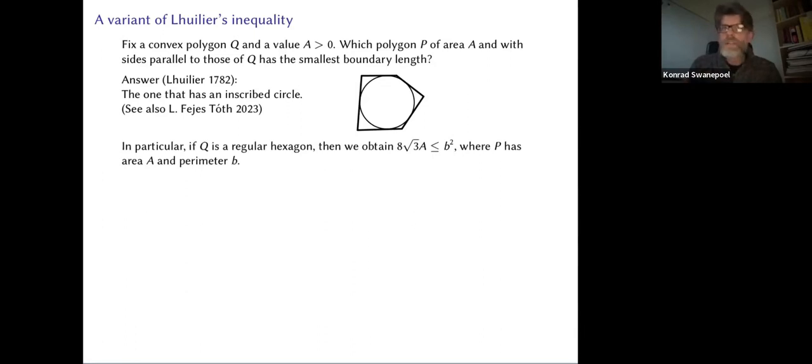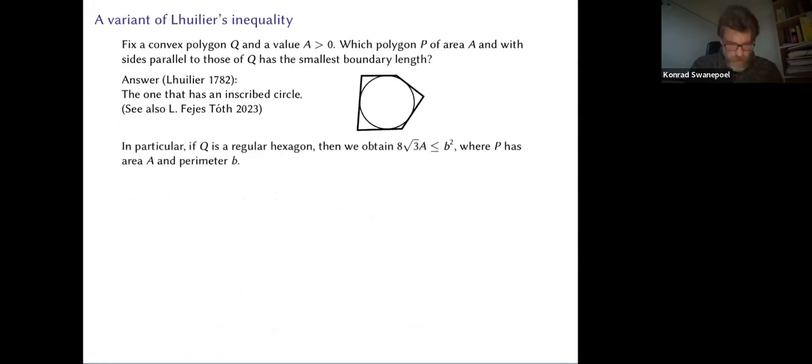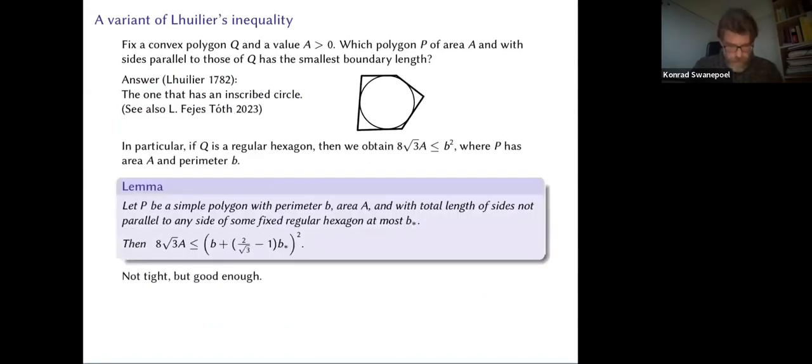So in our case, with a regular hexagon, it follows that you always get this isoperimetric inequality. But what I need is some sort of a variant, because if I go back to this problem, I do have some edges not parallel to one of these lattice directions. So what we need is the following. P is a polygon with perimeter B, area A, and for which the total length of the sides not parallel to any sides of some fixed regular hexagon is at most B star. This is exactly the situation that we are in now.